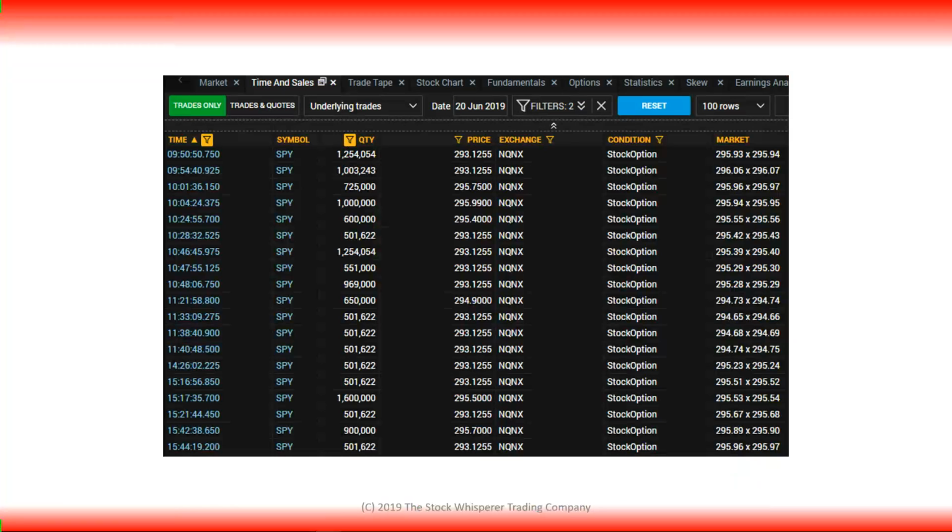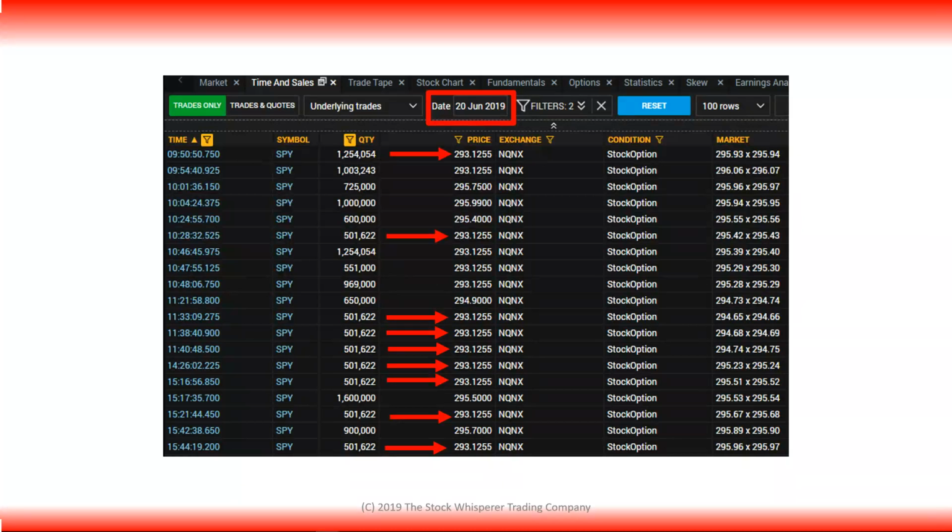So we had a lot of other prints. I'm not going to show you that, but this is recent. On June 20th, last week, which is my birthday also, we had a big dark pool level, by the way, 293.12 on the SPY. And you see those 501 prints? But then look at this one. Same price, 293.12, but it's 1.2 million. Yeah, these are the weird things that they've been doing lately.